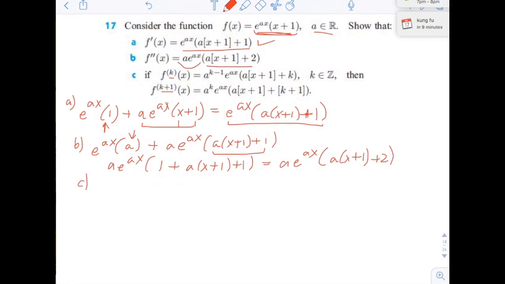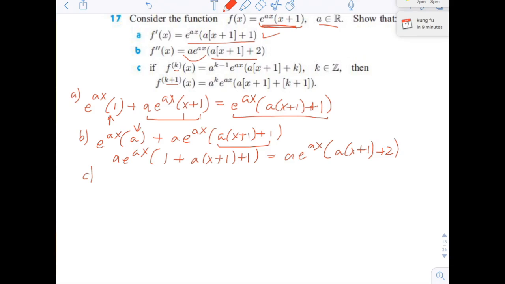Last of all, for C, now we're going to find the kth derivative and the k plus 1th derivative of these expressions. So just like in math induction, we're going to assume that this first one is true, and then we're going to figure out what the k plus 1th derivative is. So the kth derivative is that, and let's take the derivative of that.